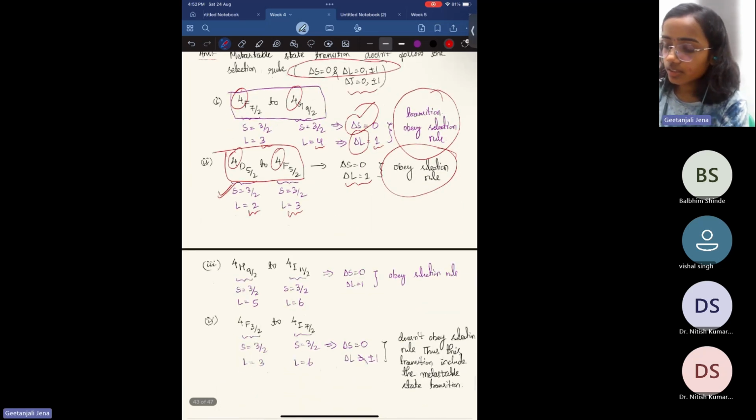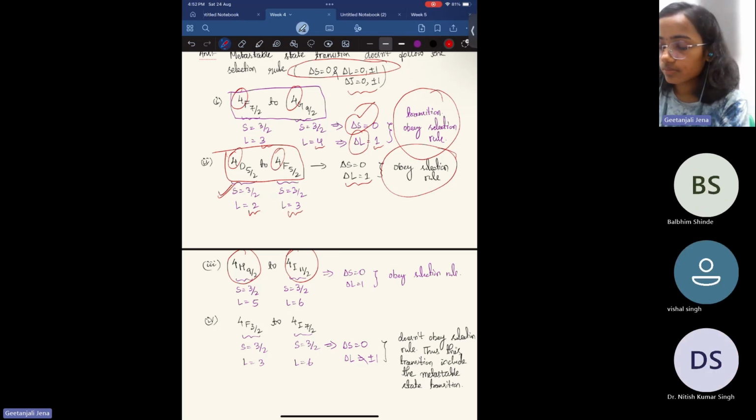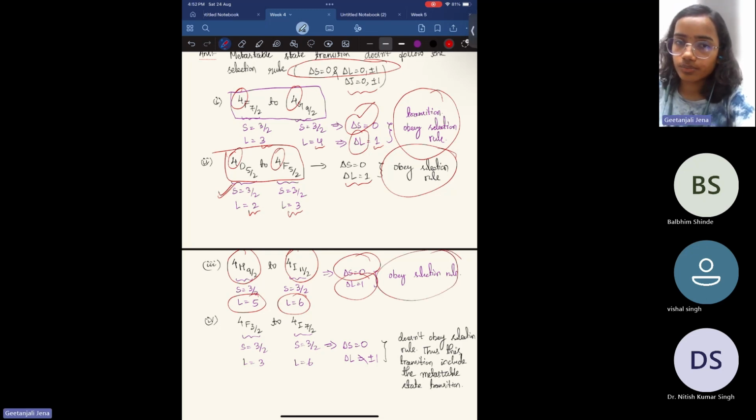So for the third transition, 4H 9/2 to 4I 11/2, S is already the same, that is 4 to 4. So S is 3/2, and delta S is 0. And for the value of L, for H, L is 5, and for I, L is 6. So delta L is 1. So this also follows the selection rule.